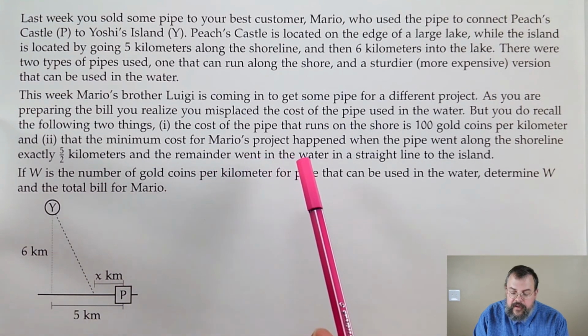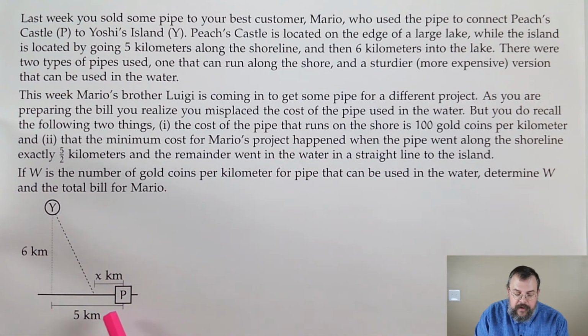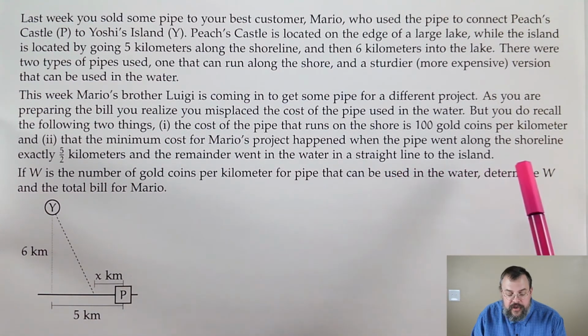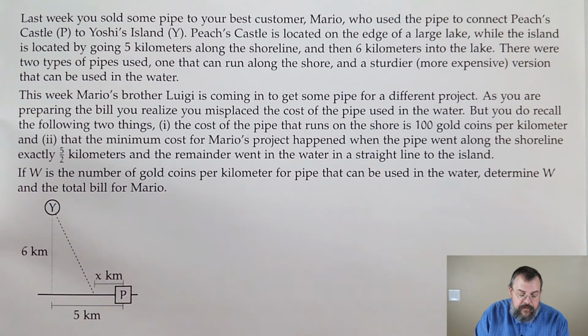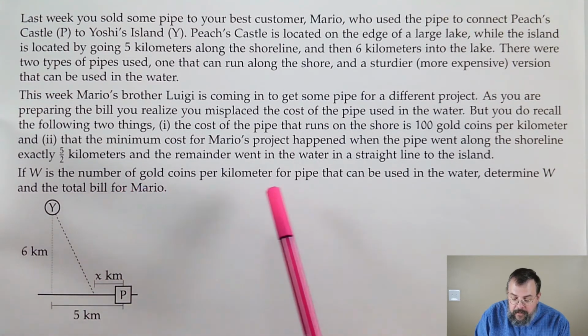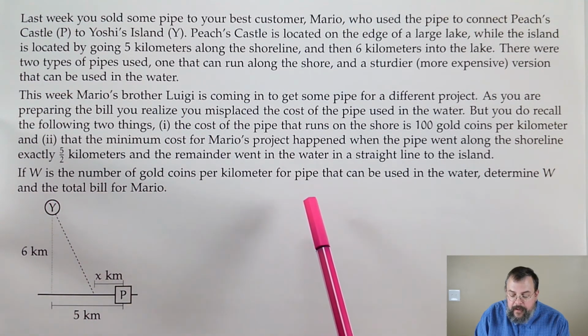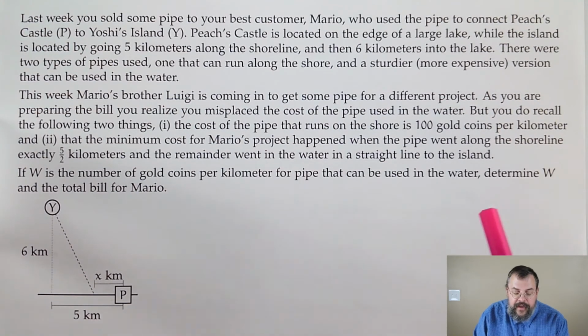The cost of the pipe that runs on the shore is 100 gold coins per kilometer. And the minimum cost for Mario's project happened when the pipe went along the shoreline exactly 5/2 kilometer. So for Mario, it was an ideal situation for him to put it so exactly halfway. The transition went from land to water. All right, the remainder went in the water. Okay, so if W is the number of gold coins per kilometer for pipe that can be used in the water, determine W and the total bill for Mario. All right.